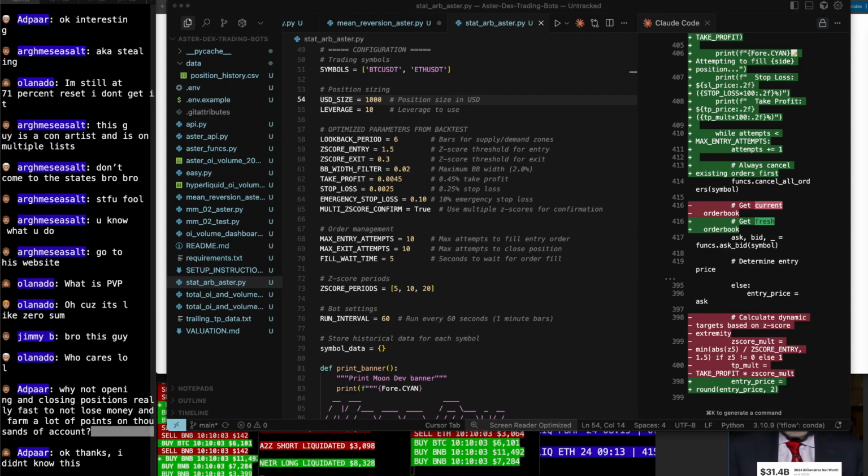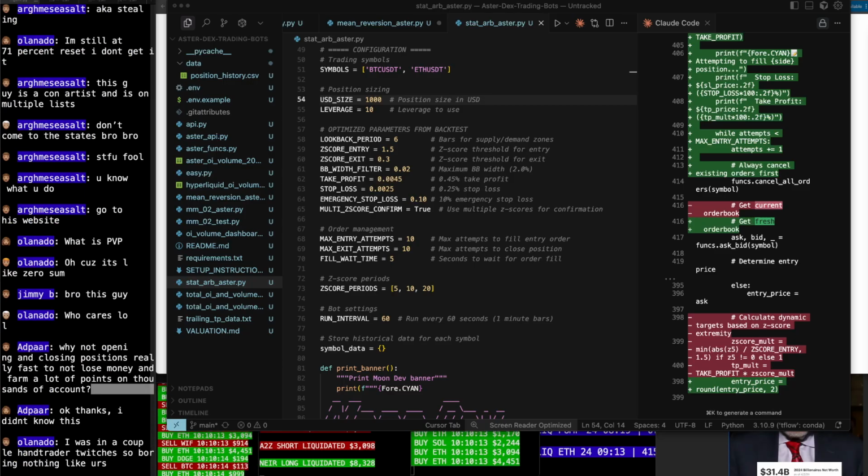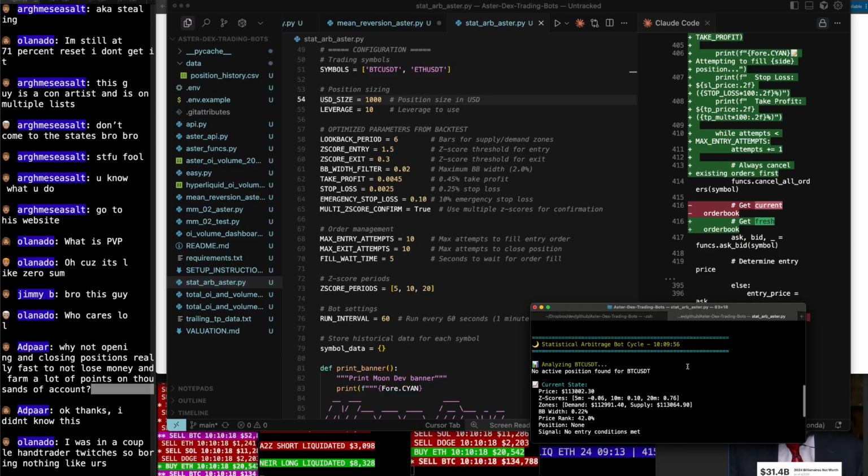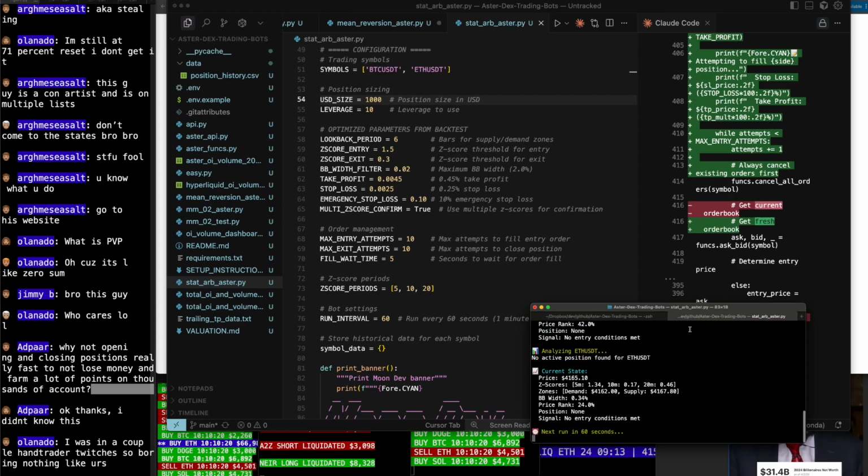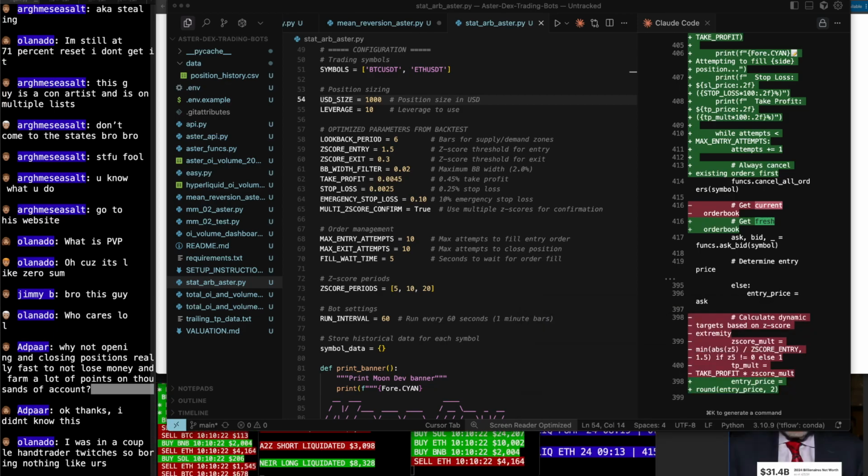I want to make sure the size isn't too big, so what would that be? $10,000? Okay. And it found no trade for the first time through. Perfect, perfect, perfect. Okay, so there is some sort of math behind this.